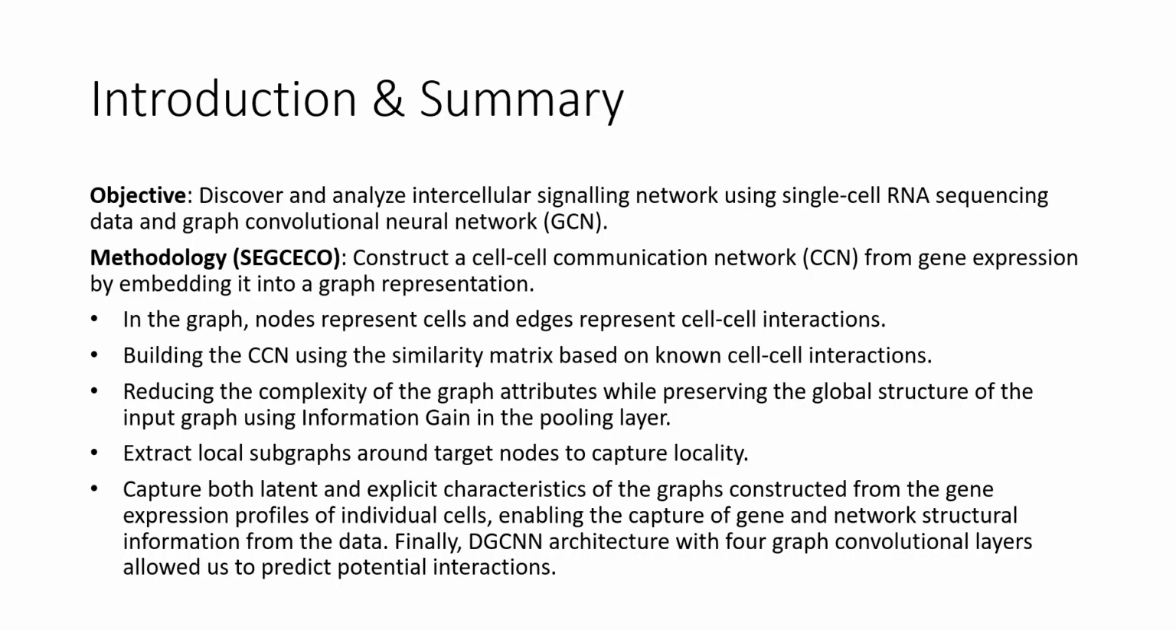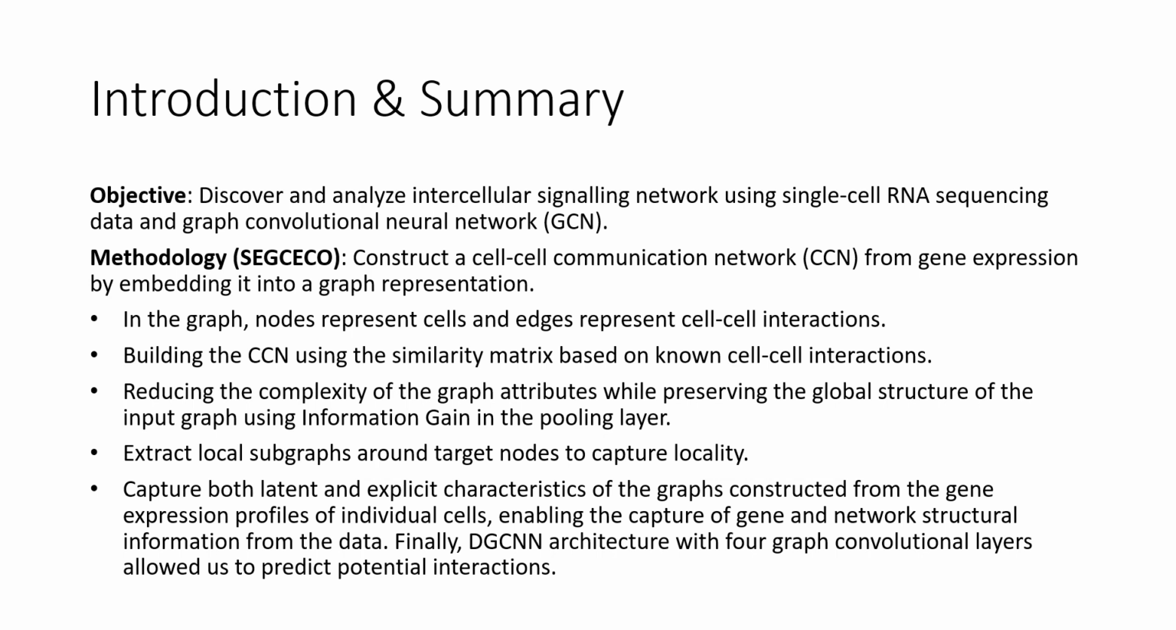Let's begin with a brief introduction. The objective of this research is to discover and analyze intercellular signaling networks using single-cell RNA sequencing data and a graph convolutional neural network. The proposed methodology, which we call 6CCO, is to construct a cell-cell communication network from gene expression by embedding it into a graph representation. So in the graph, nodes represent cells and edges represent cell-cell interactions.